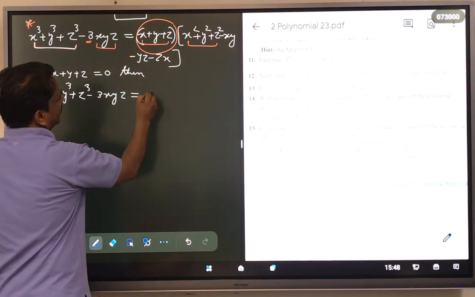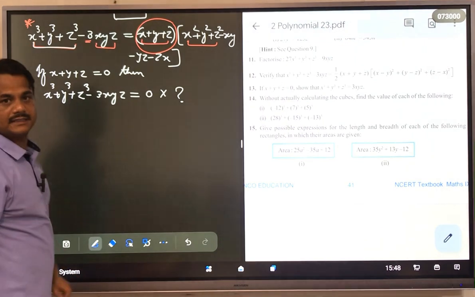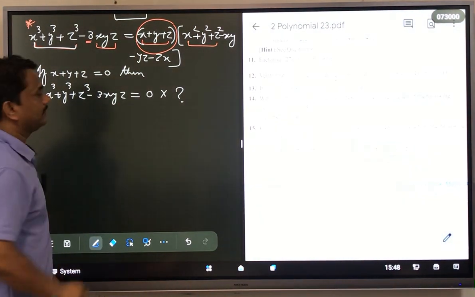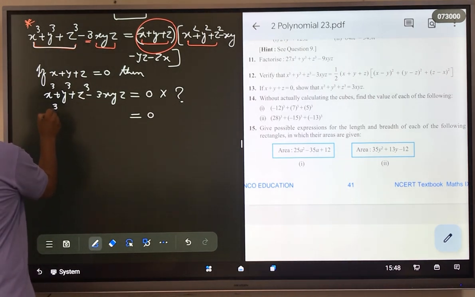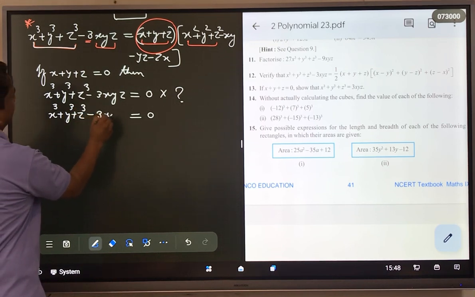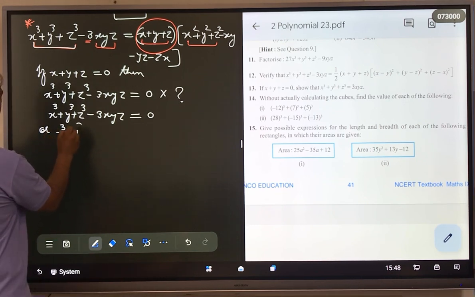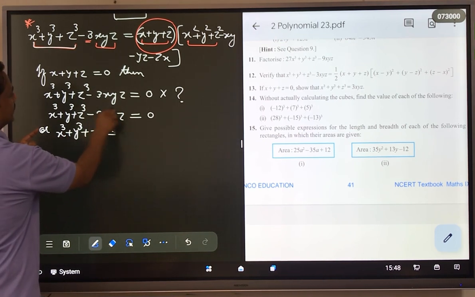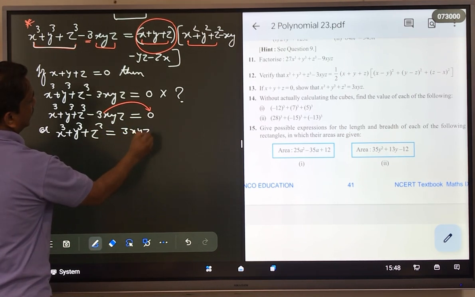Got it? So here write down 0, and whatever is to be multiplied, anything else, all things will become 0. So x cube plus y cube plus z cube minus 3xyz can further be taken as x cube plus y cube plus z cube is equal to 3 times xyz, taking the expression to the right hand side.